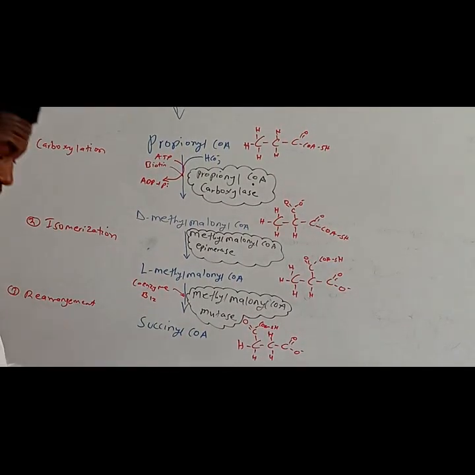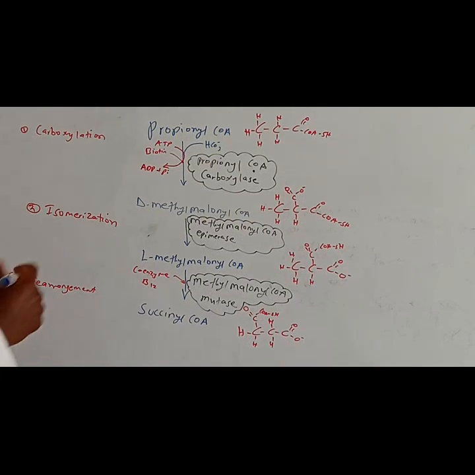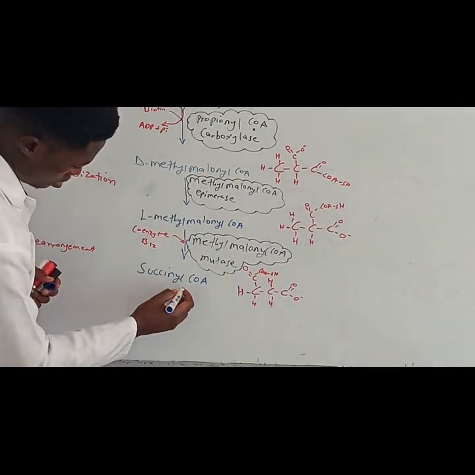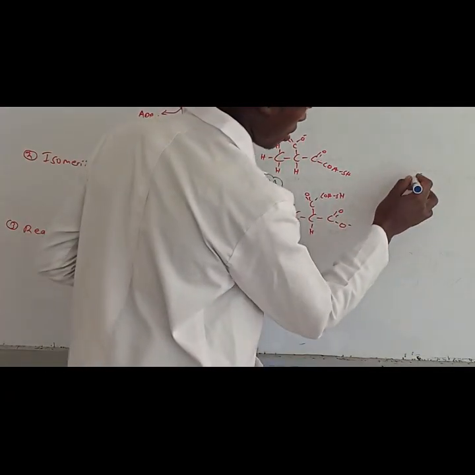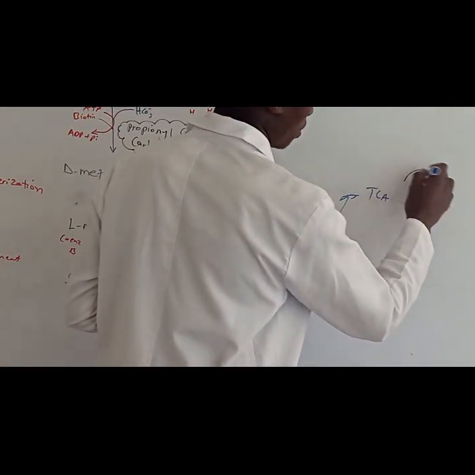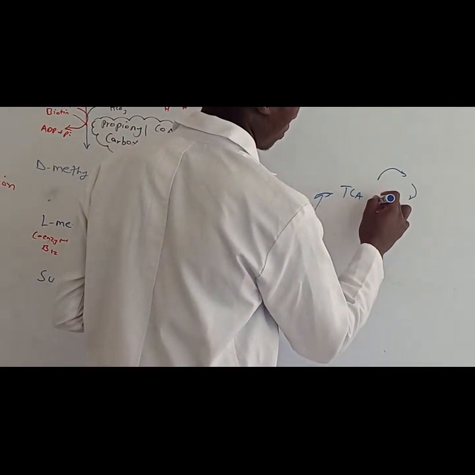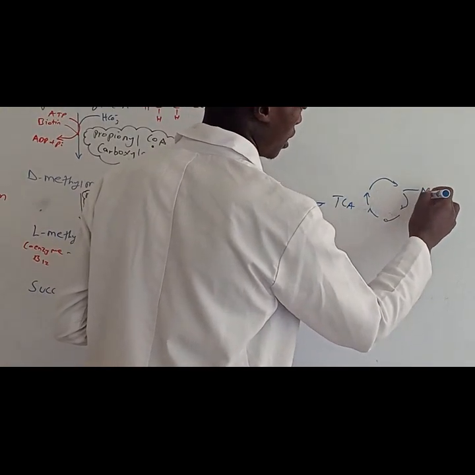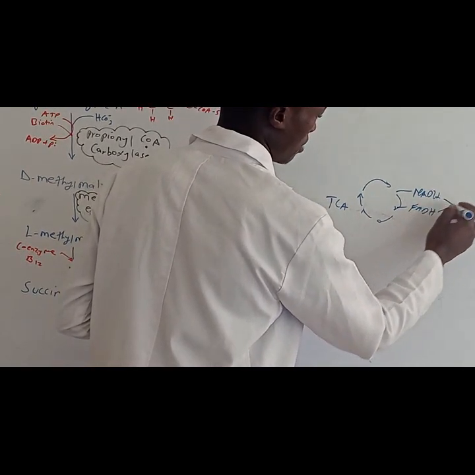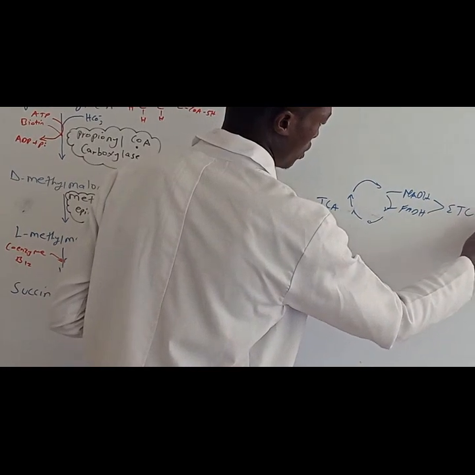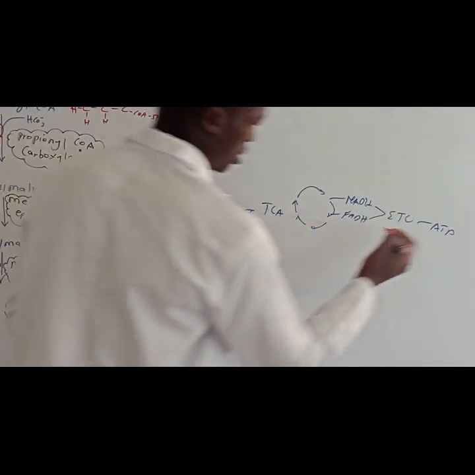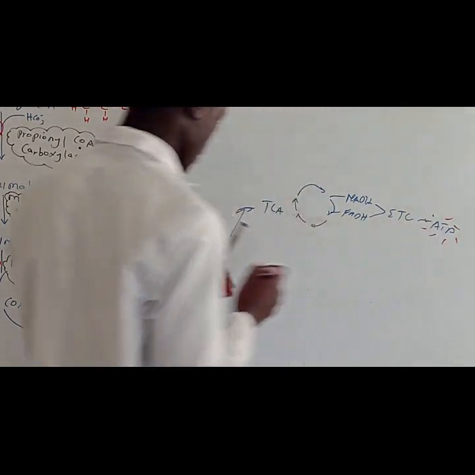Now, where are we going to take this succinyl-CoA? Succinyl-CoA, of course, we know it's an intermediate in the TCA. So the first pathway is going to the TCA, right? We are going to generate NADH and FADH2. These can be taken to the electron transport chain to yield energy in the form of ATP. So that is the first pathway.